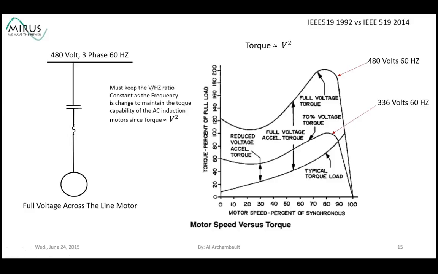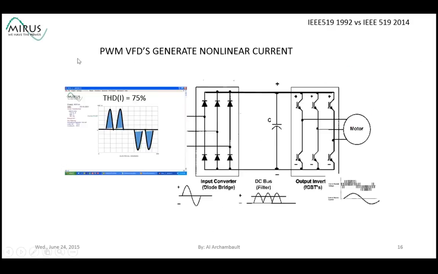So the key here is that the inverter must control voltage and frequency at the same rate that you change the frequency. So if a motor was running on a variable frequency drive at 60 hertz, we deliver 480 volts to the motor. If we adjust the speed to 30 hertz, we must drop the voltage to 240 volts. That volts per hertz ratio is very important.